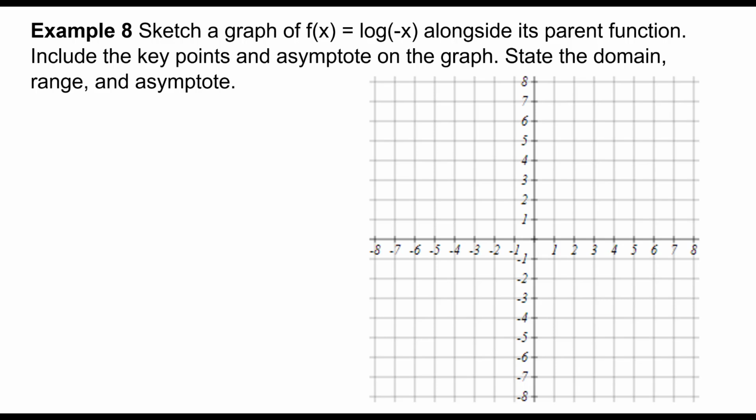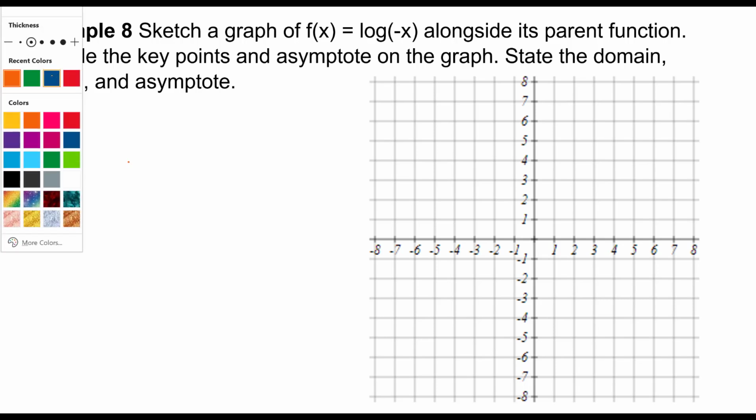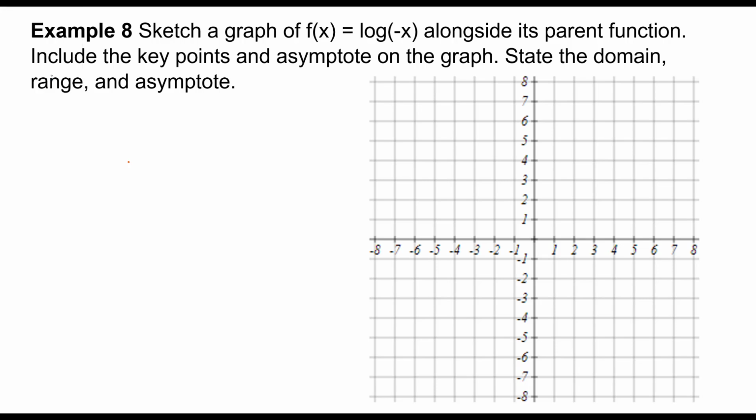In the last problem, I think I did a log of x as the parent function. So looking at g of x equals just the common log, or log base 10 of x, it's going to go through 1, 0. It's going to go through 10, 1. So out here, it's going to go through 1/10, negative 1. So right about there. And of course, x equals 0 is the asymptote. So this is just the parent function. I'm not graphing the reflected function yet. So it's going to come up.